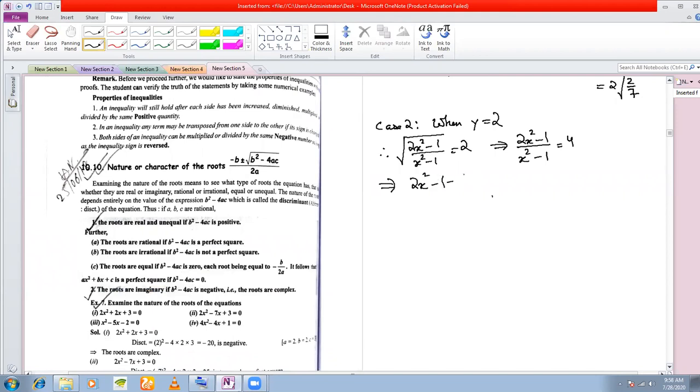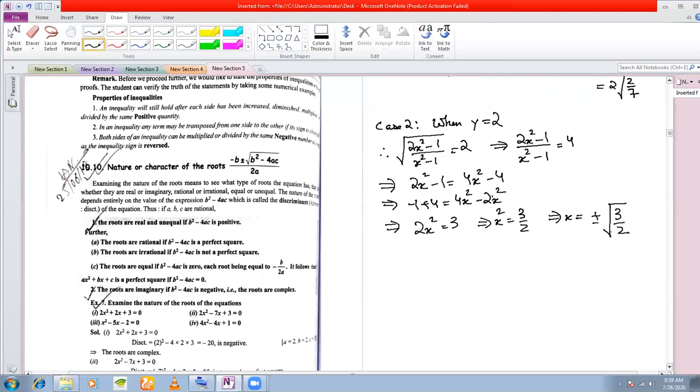2x² − 1 is equal to 4x² − 4. Minus 1 plus 4 is equal to 4x² − 2x². That means you have 2x² is equal to 3. That means x² is equal to 3/2. x is equal to plus or minus root under 3/2.